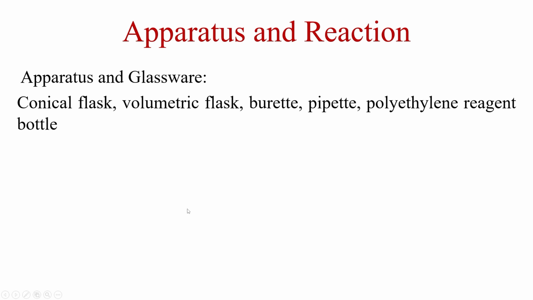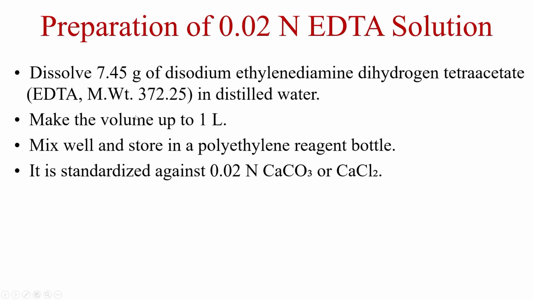Okay, so what apparatus and glassware we require: conical flask, volumetric flask, burette, pipette, polyethylene reagent bottle. So this is how to prepare 0.02 normal EDTA solution. We will first prepare approximately 0.02 normal, and then we will standardize it using the 0.02 normal calcium carbonate solution.